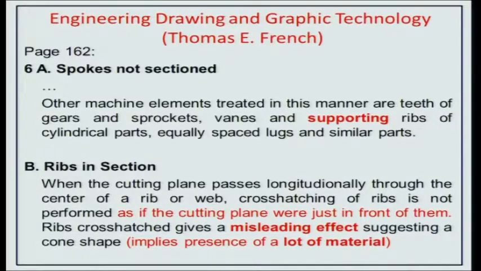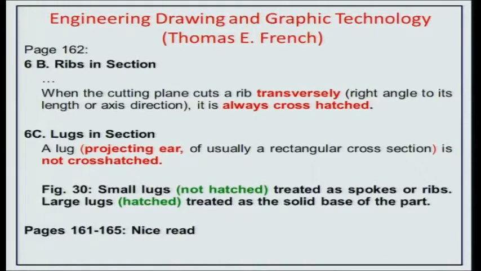Ribs cross hatched give a misleading effect, suggesting a cone shape and implying the presence of a lot of material. When the cutting plane cuts a rib transversely, at right angle to its length or axis direction, it is always cross hatched. Lugs in section: a lug, which is very similar to a projecting ear, usually of rectangular cross section, is not cross hatched. If you look at figure 30 and the title of that, small lugs are not hatched, they are treated as spokes or ribs.